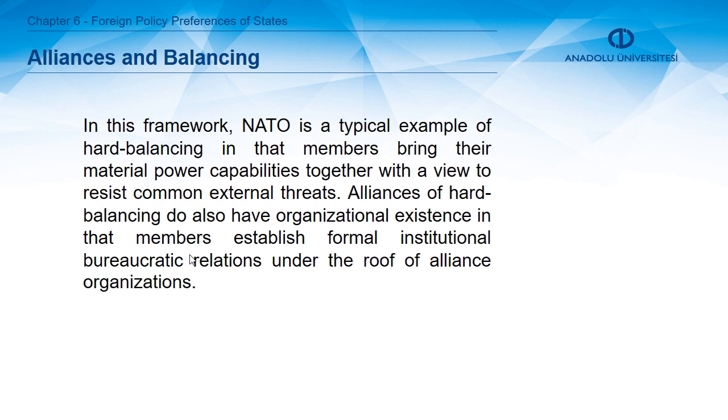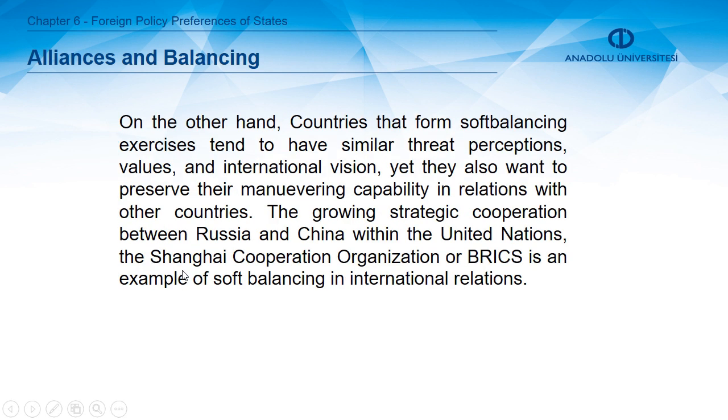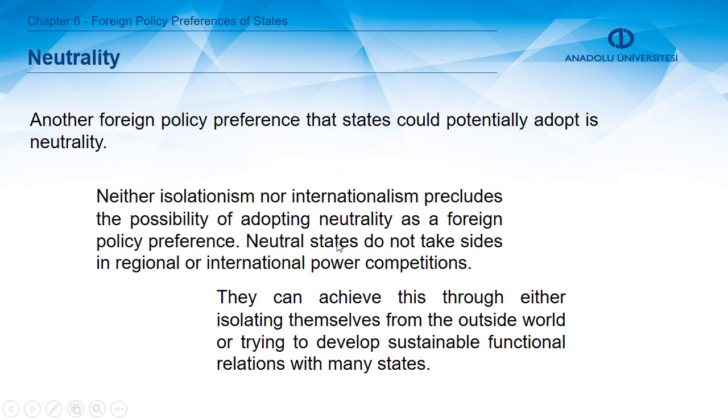Alliances of hard balancing also have organizational existence in that members establish formal institutional bureaucratic relations under the roof of alliance organizations. On the other hand, countries that form soft balancing exercises tend to have similar threat perceptions, values, and international vision, yet they also want to preserve their maneuvering capability in relations with other countries. The growing strategic cooperation between Russia and China within the United Nations, the Shanghai Cooperation Organization, or BRICS is an example of soft balancing in international relations.